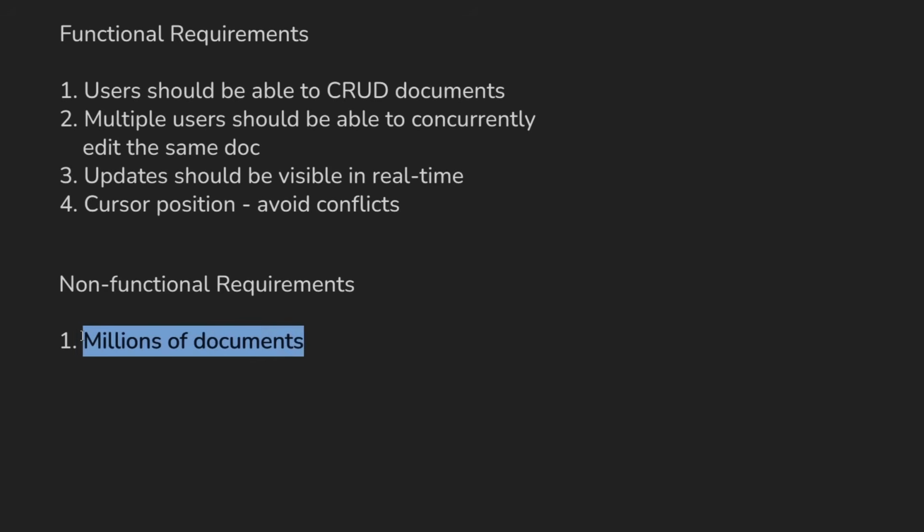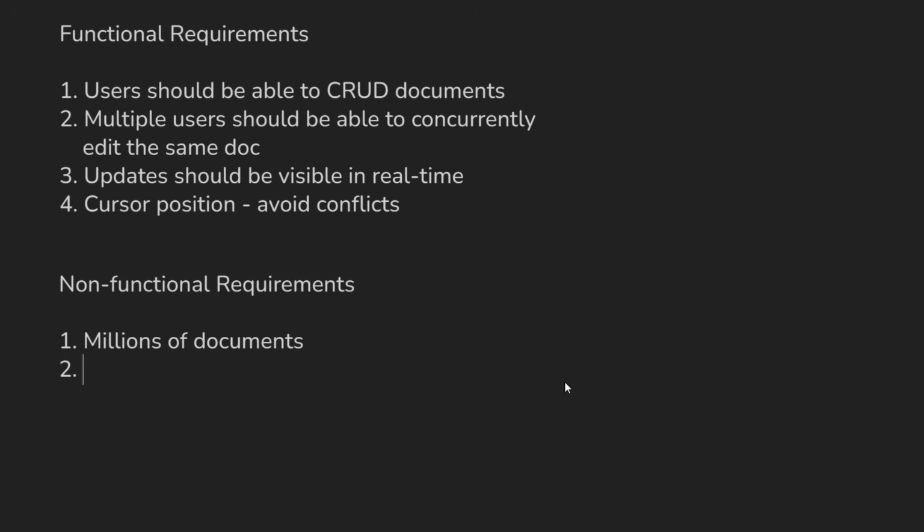And most likely, it's not like every single document is going to be concurrently used. So I'll leave this one here, but it's not super important to dial this in and know exactly how many documents or even how many users. Let's assume that we have millions of users, because it's not really going to affect our design too much. The more important requirement is how many users can concurrently use the same document at the same time.